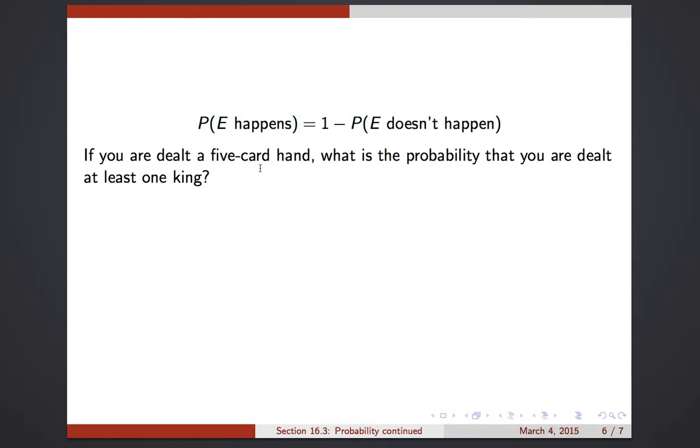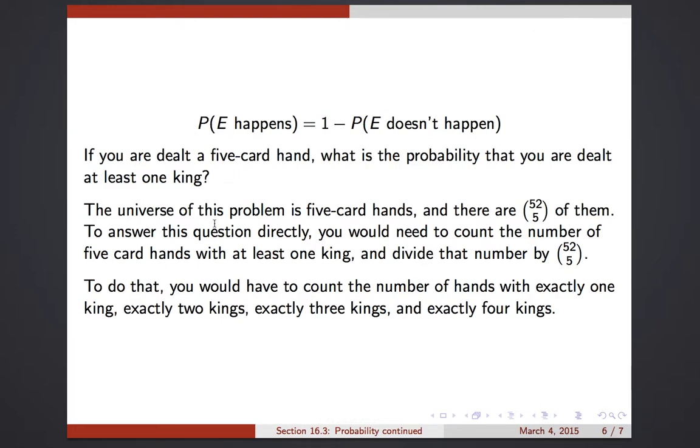Okay, so just consider this question. You're dealt a 5-card hand of cards, right? What is the probability that that hand contains at least one king? Okay, so let's think about how we might approach this. Well, first of all, the universe of this problem is 5-card hands, right? So if you're thinking about what are the possible outcomes here, what could possibly happen? You're talking about all possible 5-card hands being dealt to you.